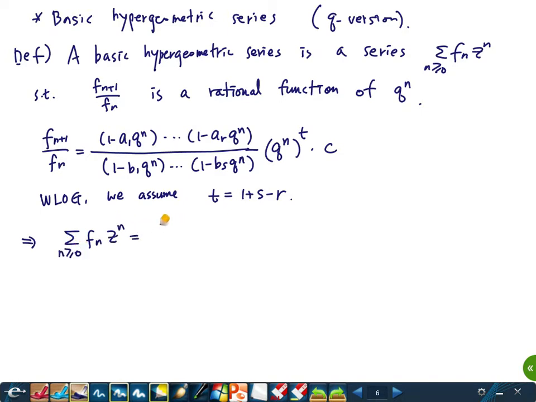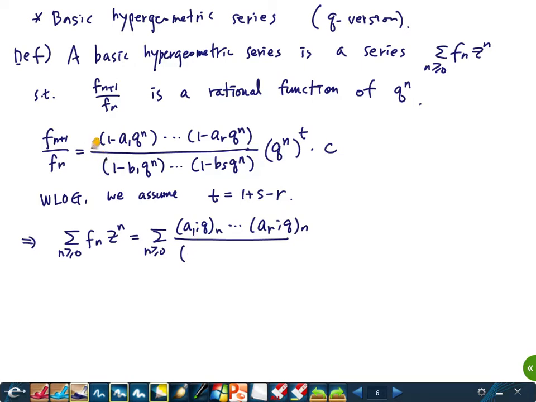We can write this as the basic hypergeometric series. If you apply this n times, then you get a formula for Fn in terms of F0 and these things. Then in general, you can write A1, AR, Qn.